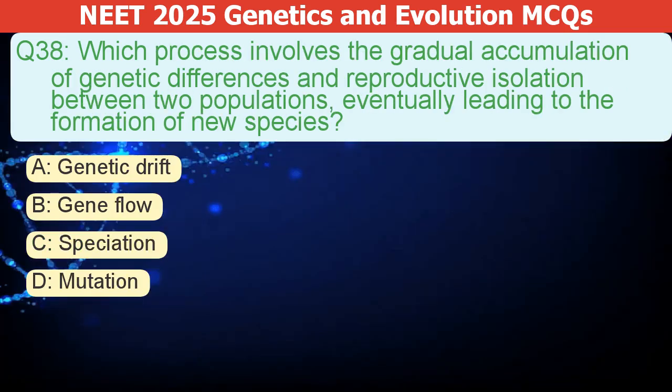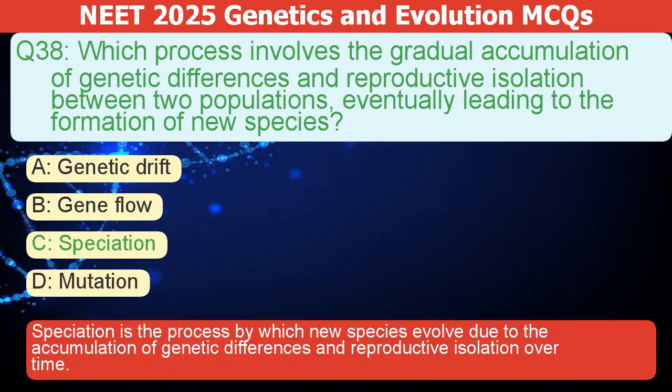Which process involves the gradual accumulation of genetic differences and reproductive isolation between two populations, eventually leading to the formation of new species? A. Genetic drift. B. Gene flow. C. Speciation. D. Mutation.